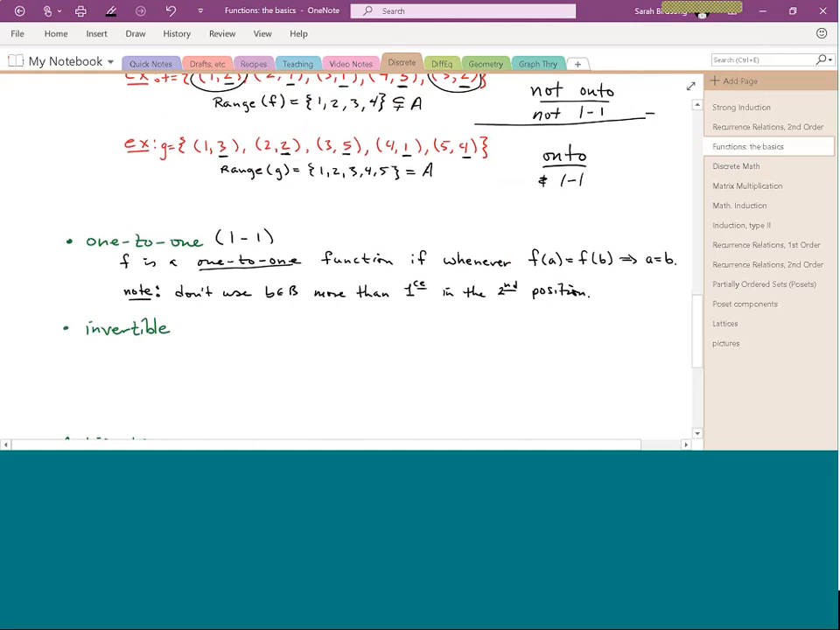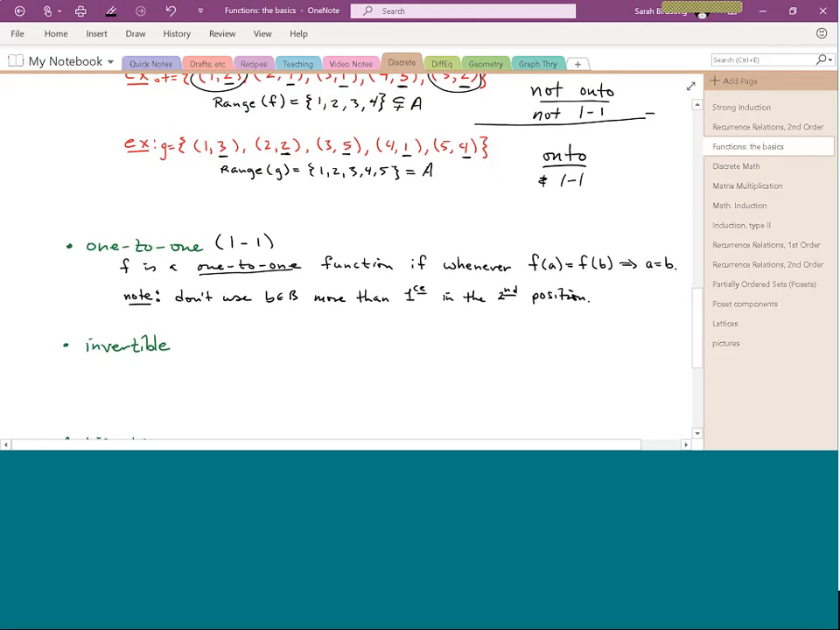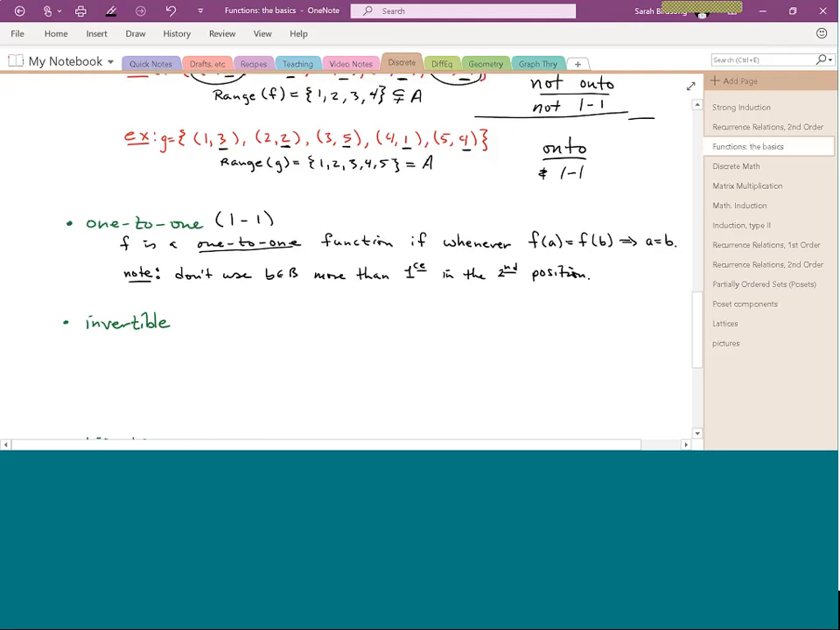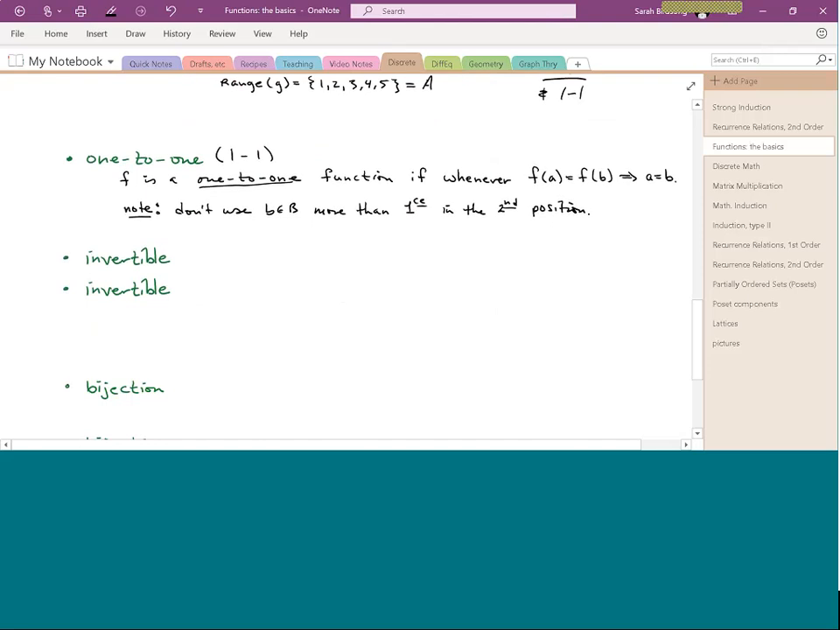And we should end with one more example of one-to-one and onto. But before we get into that next example, let me go ahead and give you the next definitions of functions that we're going to care about. That way you have all of them together.